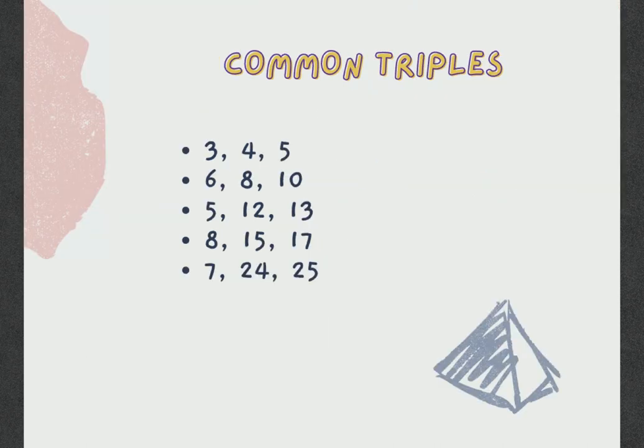There are common triples, and common triples are time savers. They basically eliminate work for you. If you're given two side lengths and they are the legs, meaning the smaller sides, not the hypotenuse, and they're 3 and 4, then you know that the hypotenuse is 5 because 3 squared plus 4 squared equals 5 squared. The other triples that are the most common, and this is not the limit to them, there are more, are 3, 4, 5; 6, 8, 10; 5, 12, 13; 8, 15, 17; 7, 24, 25.